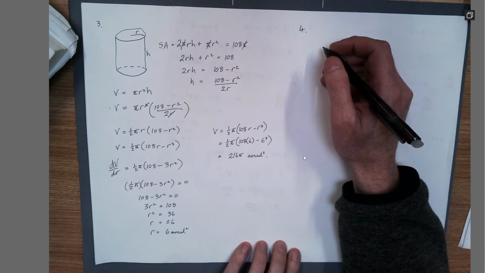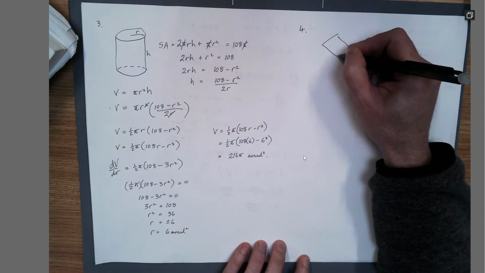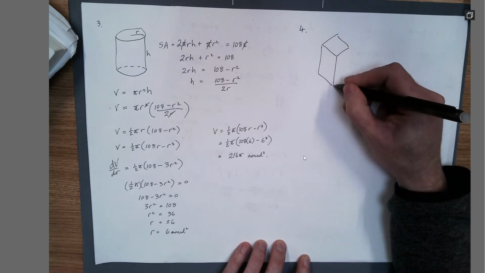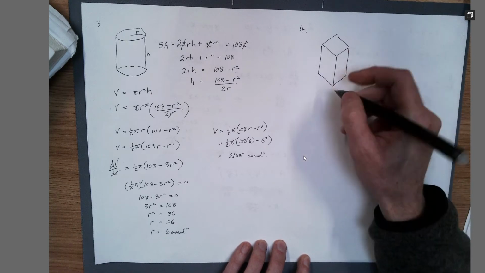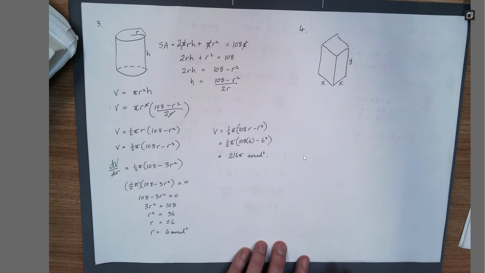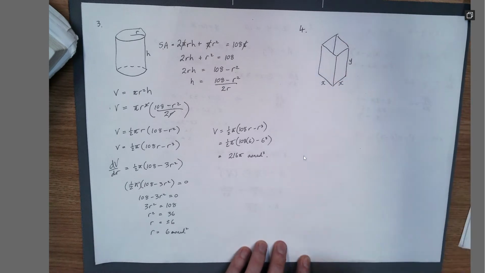Right, a box has a square base of side x meters and a height y. So we start with a sketch: a square base with sides x and x, and height y. Now, the box is open at the top.